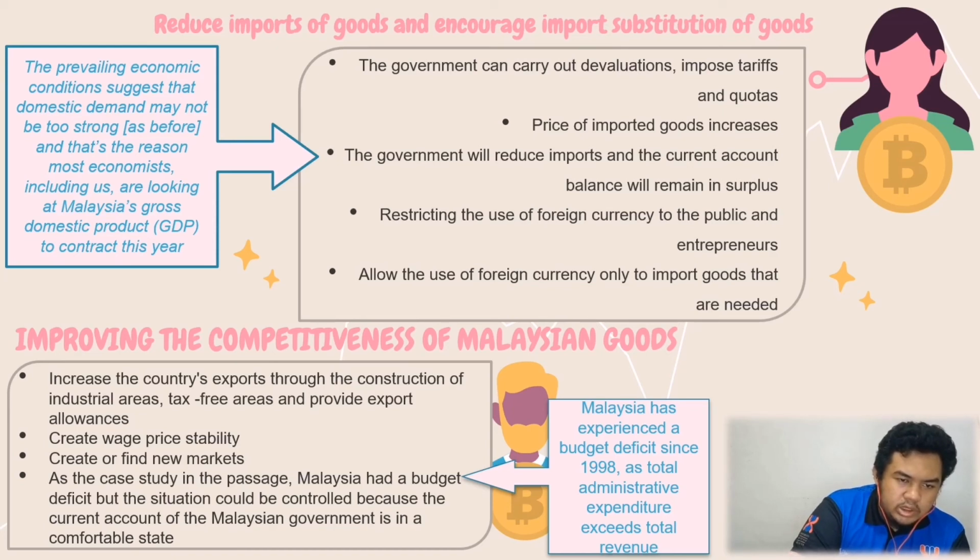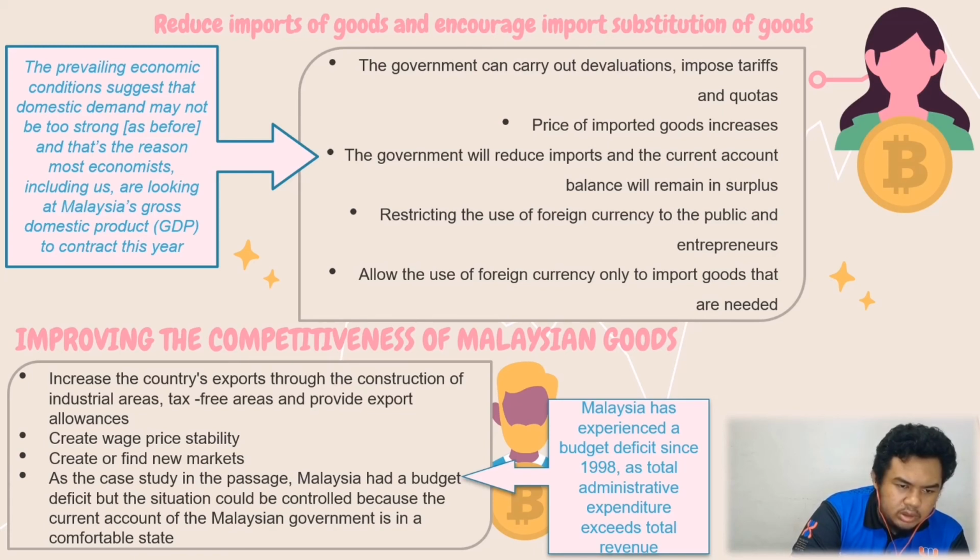The next point is improving the competitiveness of Malaysian goods. The government increases the country's exports through the construction of industrial areas, tax-free areas and providing export allowances, creating price stability, and creating or finding new markets.